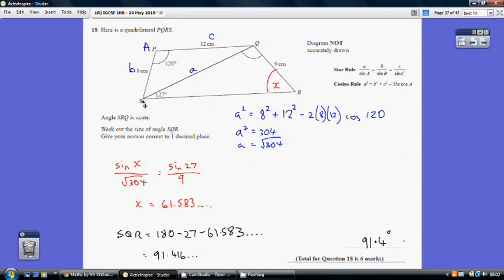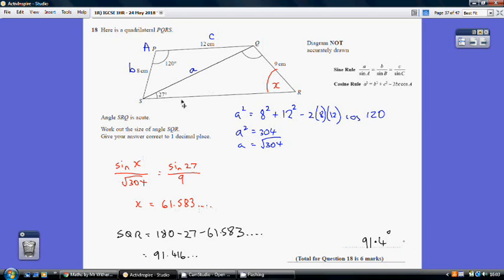Now moving over to triangle SQR, and remember this is the angle I want to work out, I can now use the sine rule because I have a pair. I know an angle and its opposite side. So what I can say is that sin x over little a equals sin 27 over 9. So I've just popped that in here, and obviously I've just worked out that my little a is the square root of 304. So at this point I'm just going to go and do sin 27 over 9, multiply that by the square root of 304, and then inverse sin this to work out that x is 61.583 degrees. So that's this angle here.